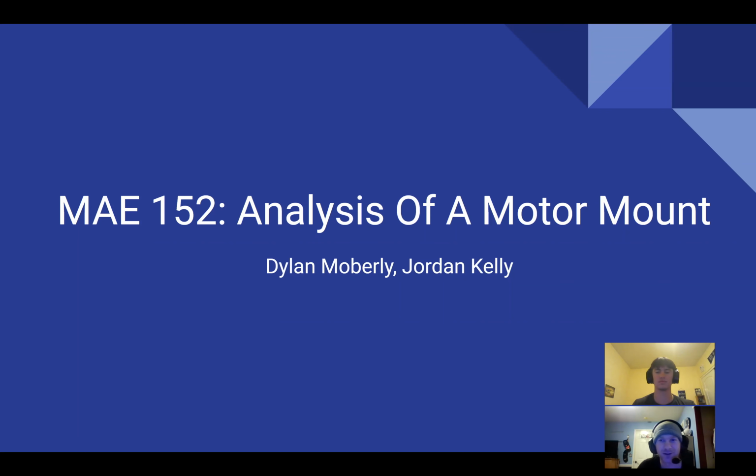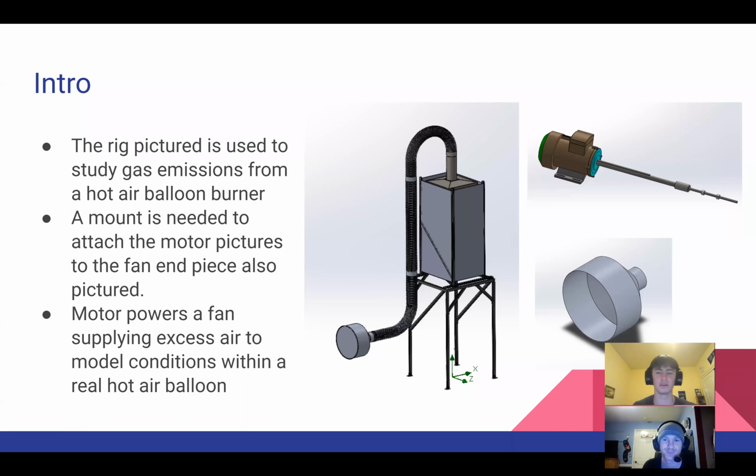Hello, I'm Jordan Kelly, and this is Dylan Moberly, and we're Team Hot Air Balloon, and this is our analysis of a motor mount. We're from the hot air balloon senior design team, and here's the rig that we used in that project.